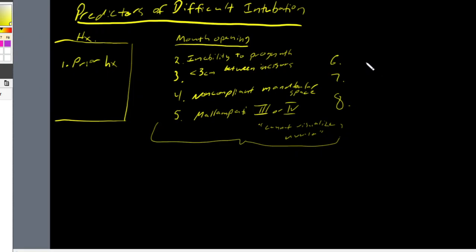And then lastly here, the last 3 that we're going to cover is our neck category. So the next predictor of a difficult intubation is a thyromental distance less than 3 finger breaths.